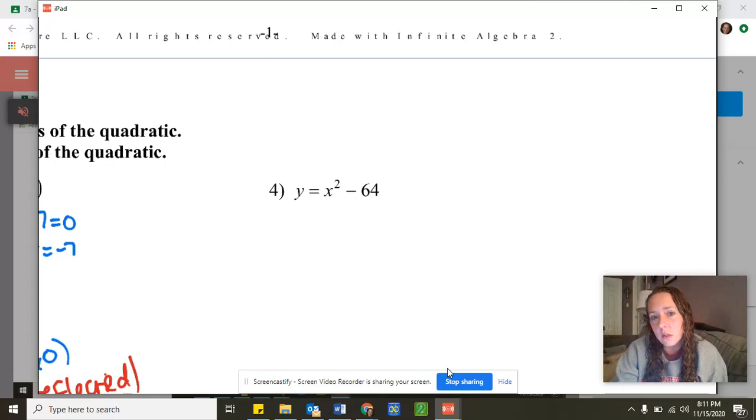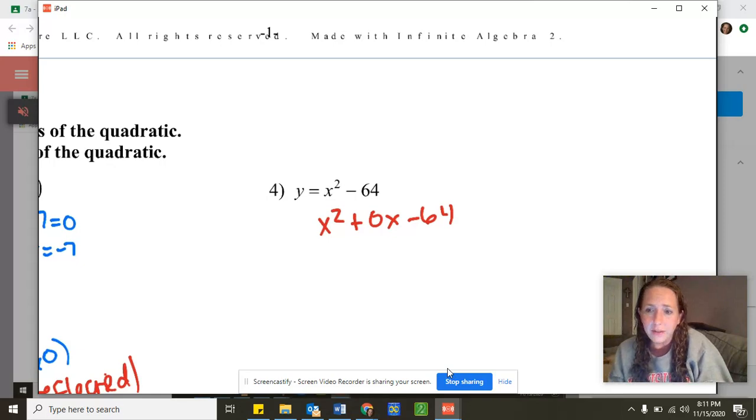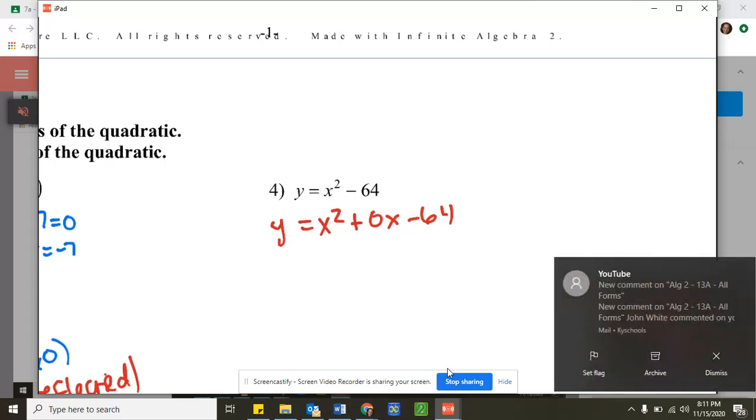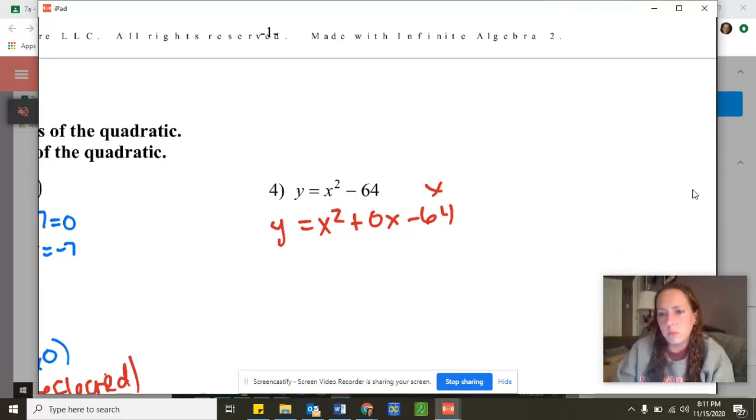So I'm looking for two things. Well, okay. First, let's remember that the b term is missing. So if we wrote this with the b term in, it would be x squared plus 0x minus 64, right? Because b is missing because we don't normally write 0 in. But essentially what we want is something that multiplies to negative 64 and adds to 0.